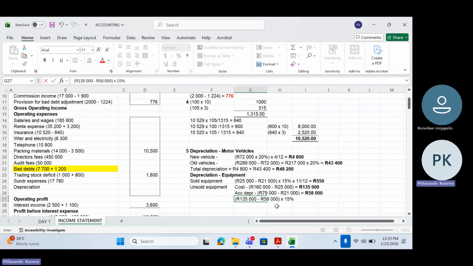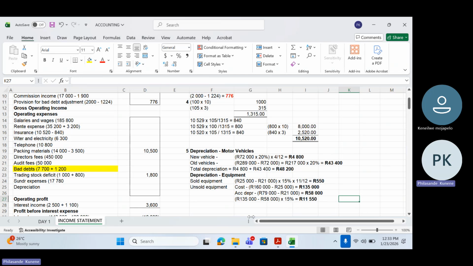Do I apportion this one? No, because we had it for the whole year. Exactly. Very good. And then how much are we getting? 11,550 rands. So that is the depreciation for what?